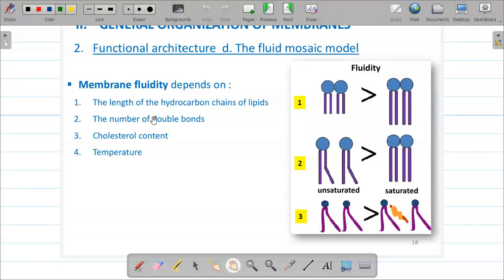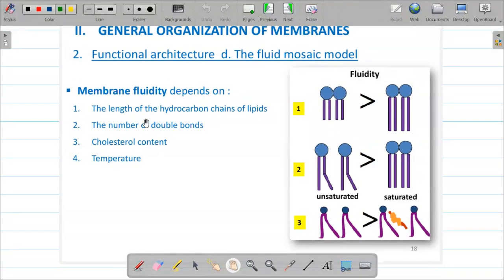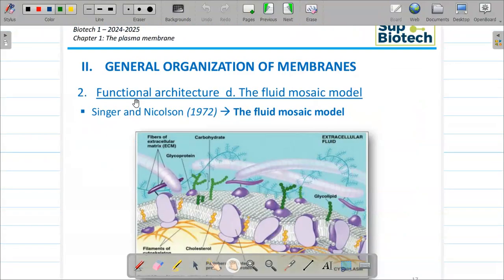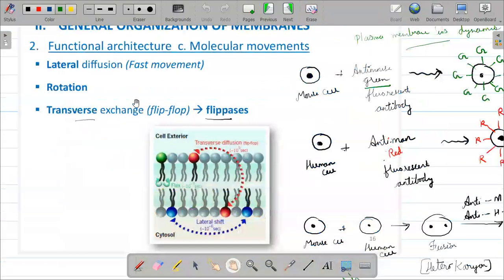So the fluidity is because of the plasma membrane. The fluid is because of the presence of lipids in the plasma membrane, not because of the proteins. Proteins cannot give you the fluidity. Only the lipid molecules alone can give you the fluidity. Are you able to understand? So this fluid nature of the plasma membrane is making them dynamic, which we have understood from the previous experiment.